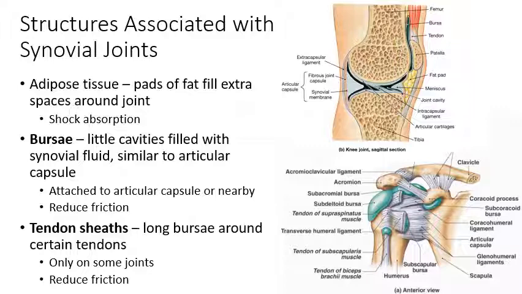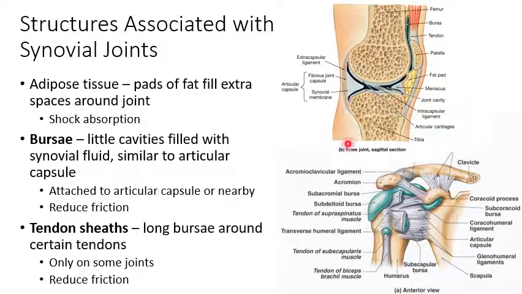Then you finally have the tendon sheaths. A tendon sheath is just a special type of bursa that is wrapped around a tendon. So not all joints will have tendon sheaths, and not all tendons have tendon sheaths, just specific ones. And their role is very much just the role of the bursae, just to reduce friction, as those tendons might be sliding past or rubbing against structures that are around them. Instead, the tendon sheath will be shielding them from that rubbing.